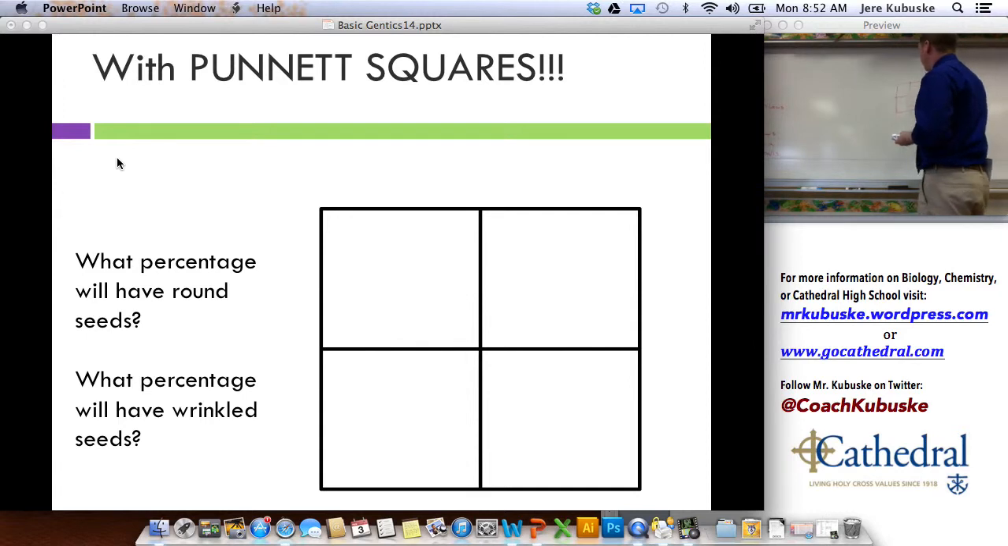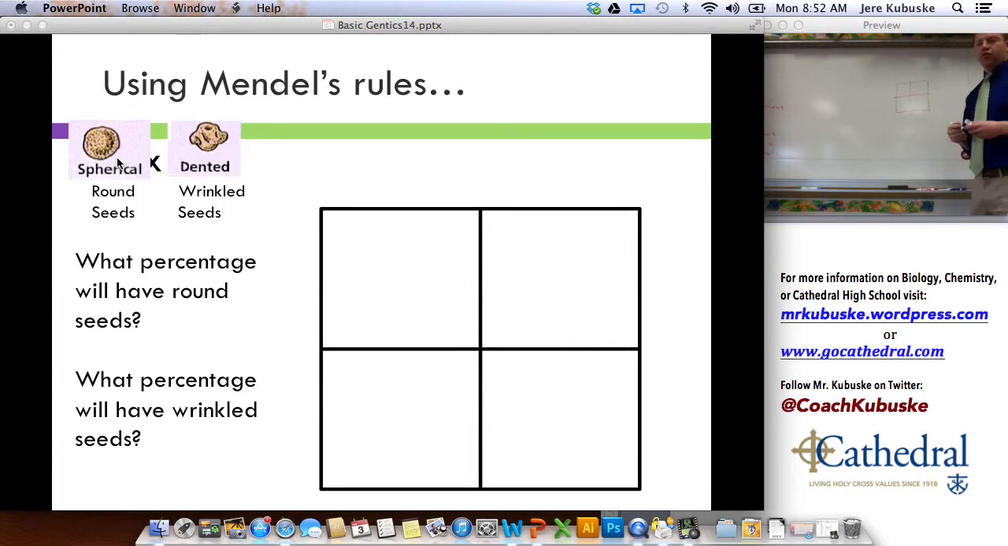A Punnett square is just a box with a cross in it. And I know it might be hard to see with my red. I'll switch over to black here from now on. But that's how we create a Punnett square. Now, how do we actually use it? Let's take one of the other traits that Mendel studied.